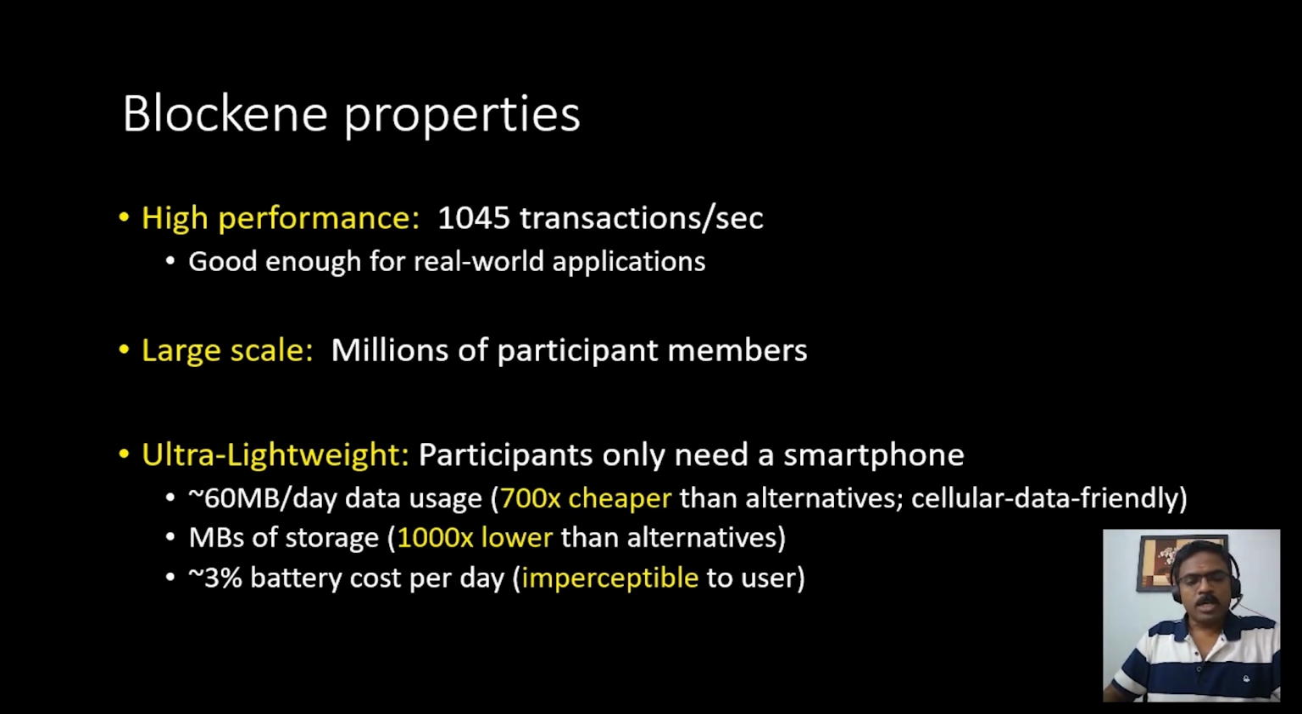To do this, Blockene comes up with several techniques that fundamentally reduce resource usage by a couple of orders of magnitude. For example, the data usage is only about 60 megabytes per day, which is about 700 times cheaper than alternatives of doing gossip in traditional blockchains. So it's really friendly on cellular data. Only a few megabytes of storage compared to alternatives, and it does this without taking too much battery as well. So the Blockene app can run almost in the background and the user won't even notice it.